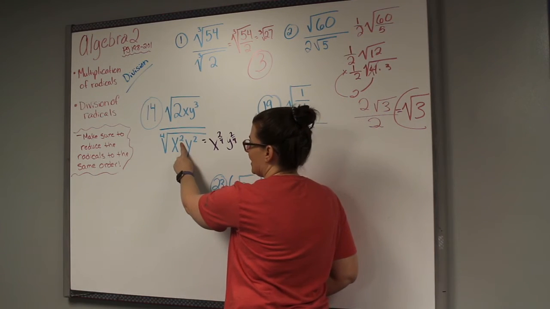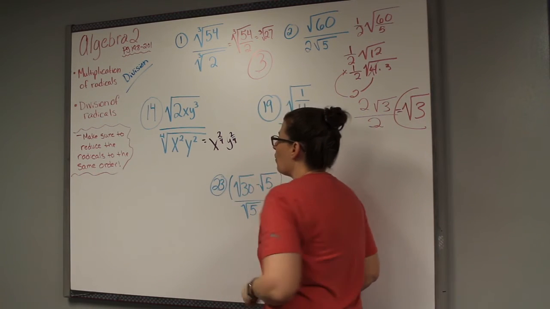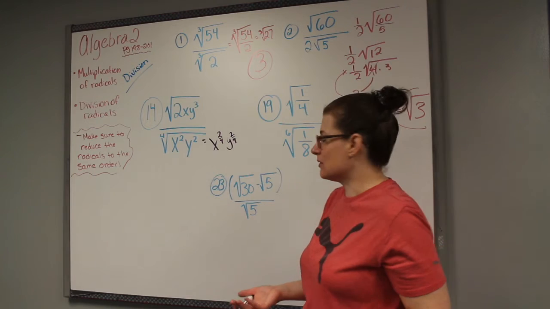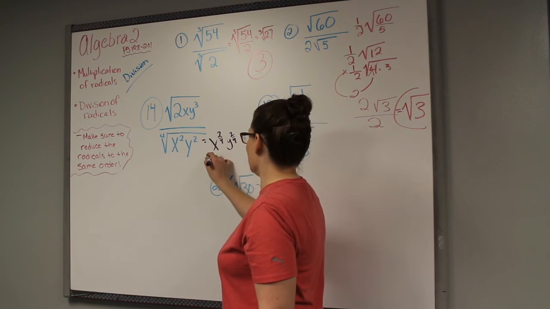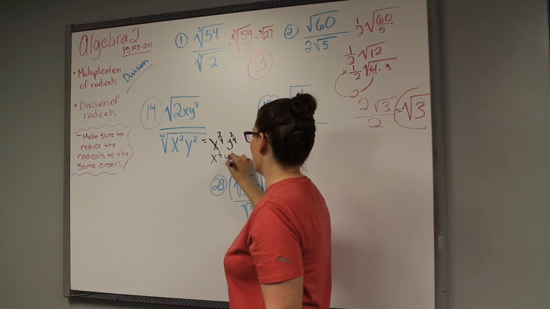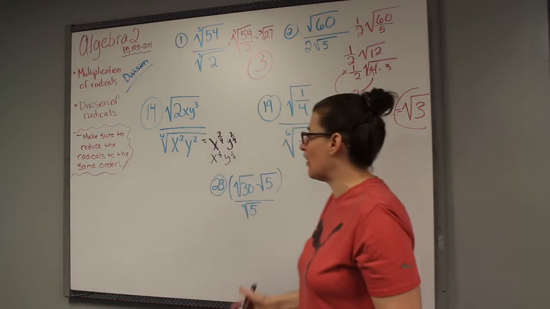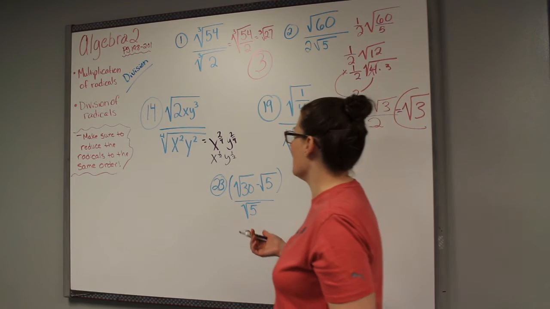The exponents inside the radical go over top of the index on the outside of the radical. When I do that, I can reduce 2 over 4 to 1/2. So this actually looks like x to the 1/2, y to the 1/2. When I put it back in radical form, it's going to be a square, so I don't need to go ahead and match them up.